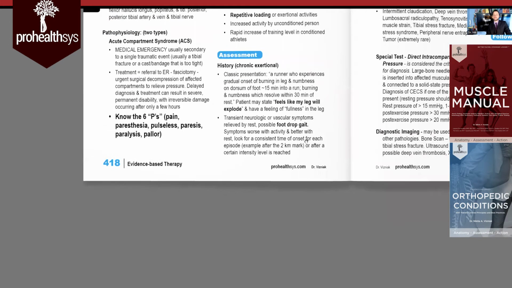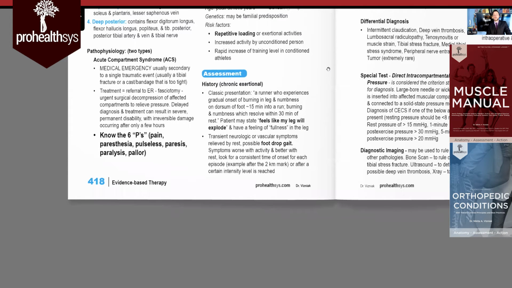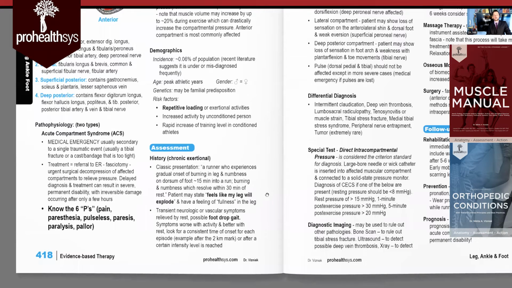There may be transient neurologic deficits that disappear with rest. You might see a possible foot drop gait. They'll say, yeah, I can't pick up my ankles. My foot feels clumsy, something like this. And here's another example, like literally after 2 kilometers, all of a sudden you have onset, okay, or a certain intensity level. And it should dissipate with rest.